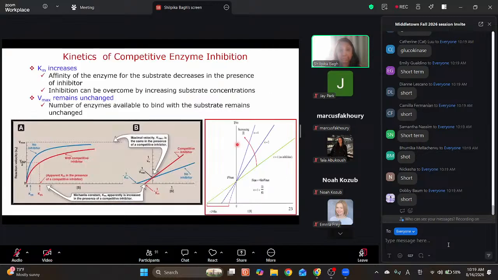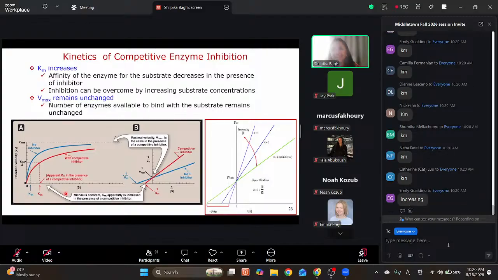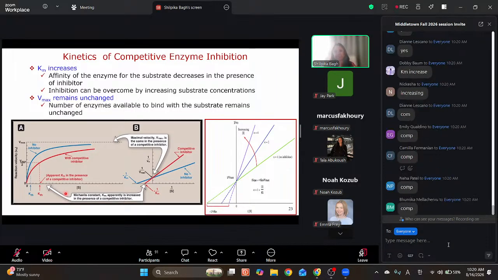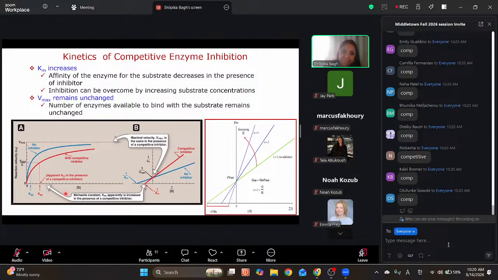Then we clearly distinguish competitive from non-competitive inhibition. Also with the hyperbolic curve, I told you, see what is changed. With the Lineweaver-Burk plot, see what is unchanged. So what has changed here, Km or Vmax? Km is changed. Is Km increasing? Yes, and where does Km increase? Competitive or non-competitive inhibition? Competitive inhibition.